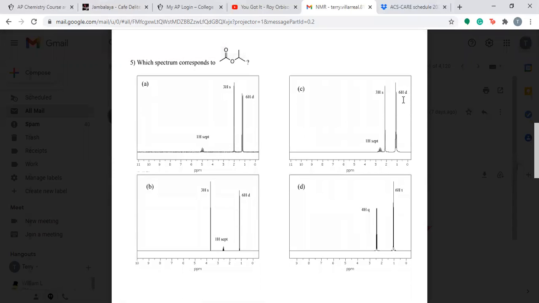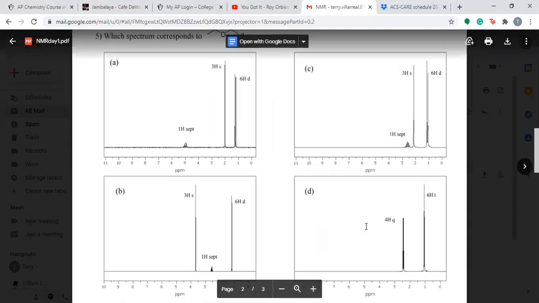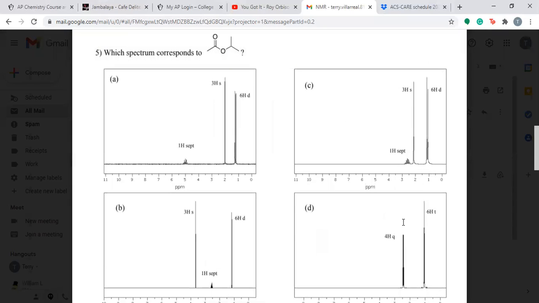Here, try to do this one. Which spectrum corresponds to this? Think about what we just talked about. And so this is a multiple choice type question. So imagine, if you will, we have this molecule, which one of these? So Maggie, what functional group do you see in there that really sticks out to you?